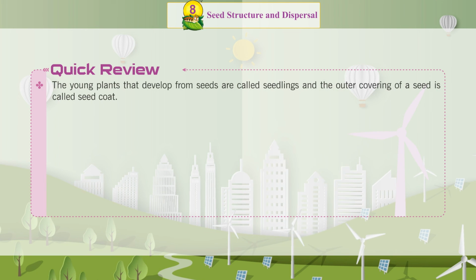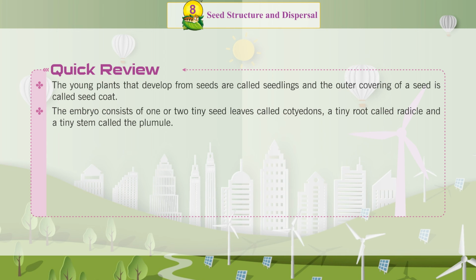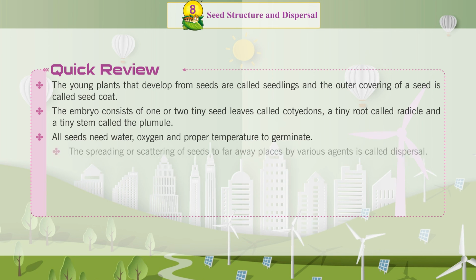Quick review. The young plants that develop from seeds are called seedlings, and the outer covering of a seed is called seed coat. The embryo consists of one or two tiny seed leaves called cotyledons, a tiny root called radicle, and a tiny stem called the plumule. All seeds need water, oxygen, and proper temperature to germinate. The spreading or scattering of seeds to faraway places by various agents is called dispersal.